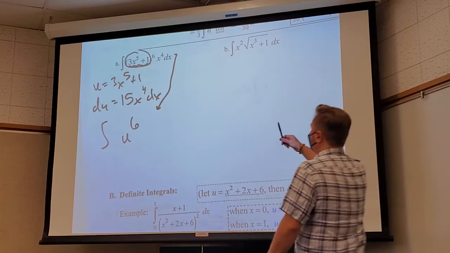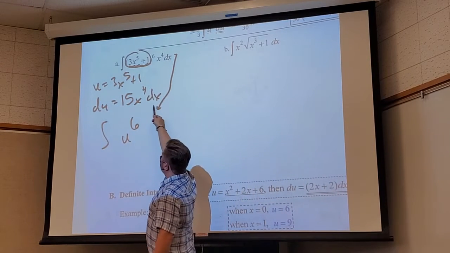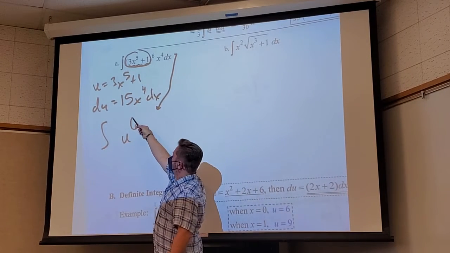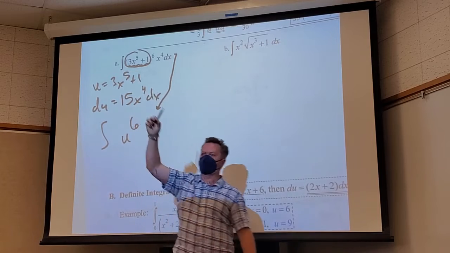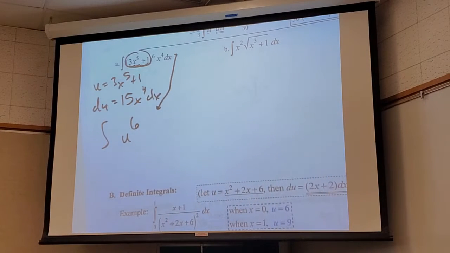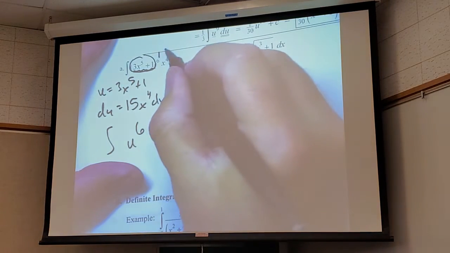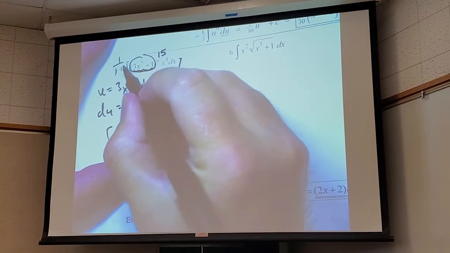So I have x to the 4th dx. I'm missing a 15. How do I make a 15 show up in there? Multiply by 15. Yeah, if I multiply the inside by 15, I take out 1 and then the outside by 1/15, and put on the outside 1/15.